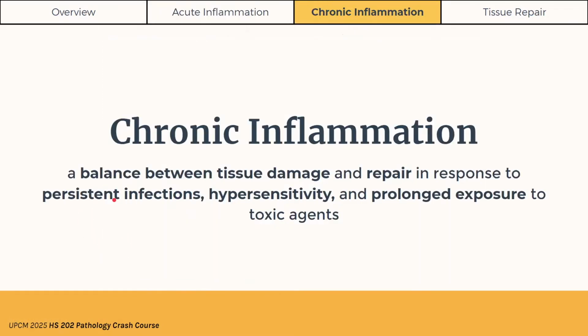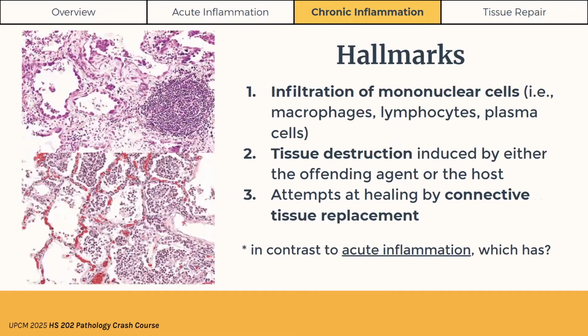And since napag-uusapan na rin naman natin ang chronic inflammation, I'll segue into it. Chronic inflammation, in contrast to acute inflammation, is actually a response to persistent infections, hypersensitivity, and prolonged exposure to toxic agents. And usually, makikita natin sa type of inflammation na to, yung balance between tissue damage and repair. So, ito naman yung signs na kailangan mong makita to conclude na chronic inflammation ang nakikita mo sa tissue sample. So, for chronic inflam, meron tayong tatlong hallmarks.